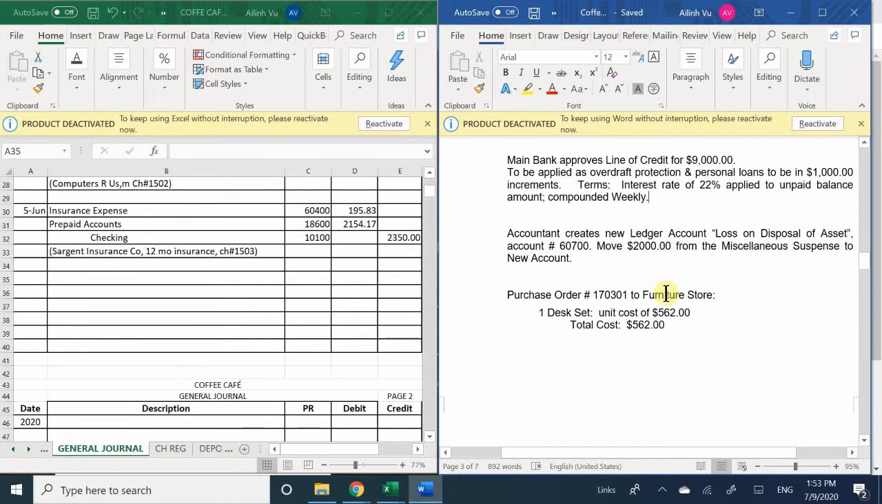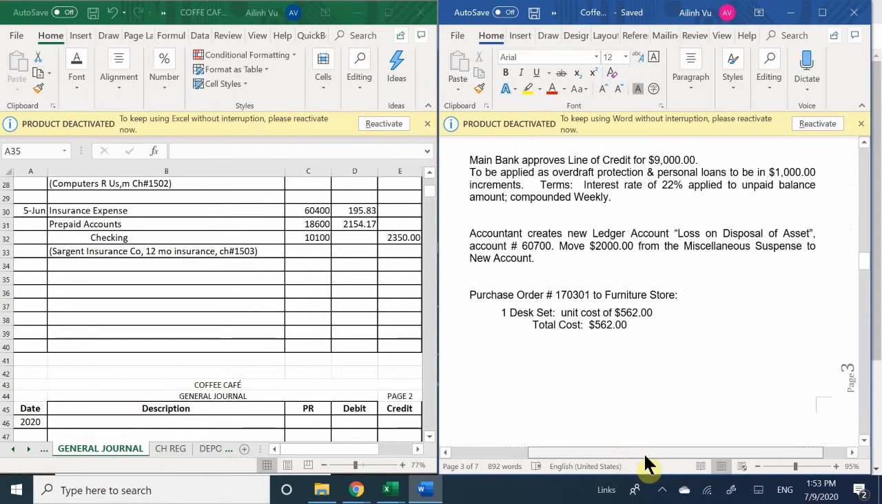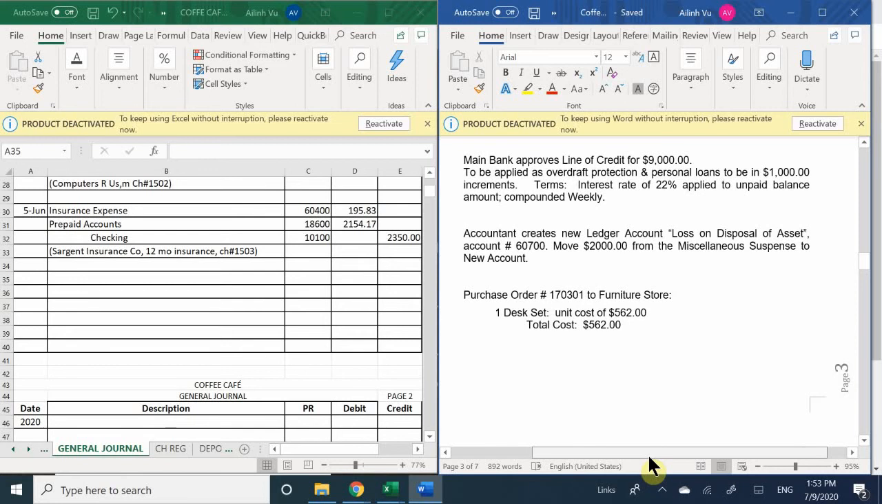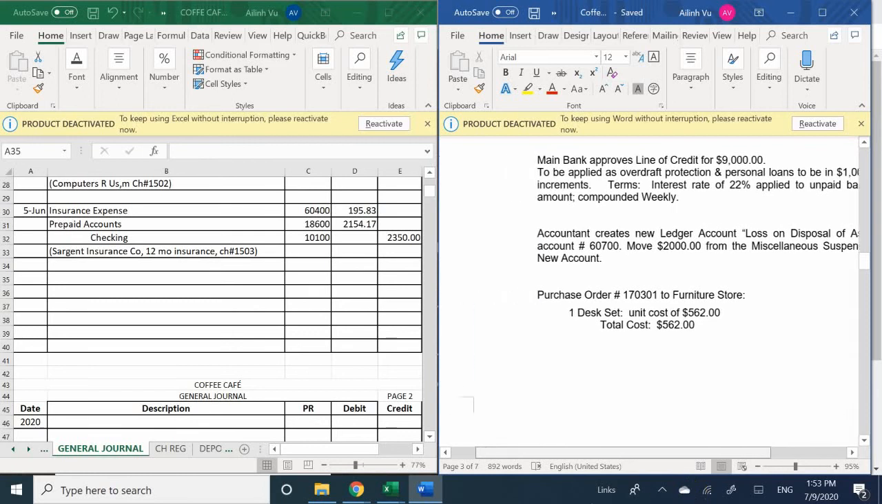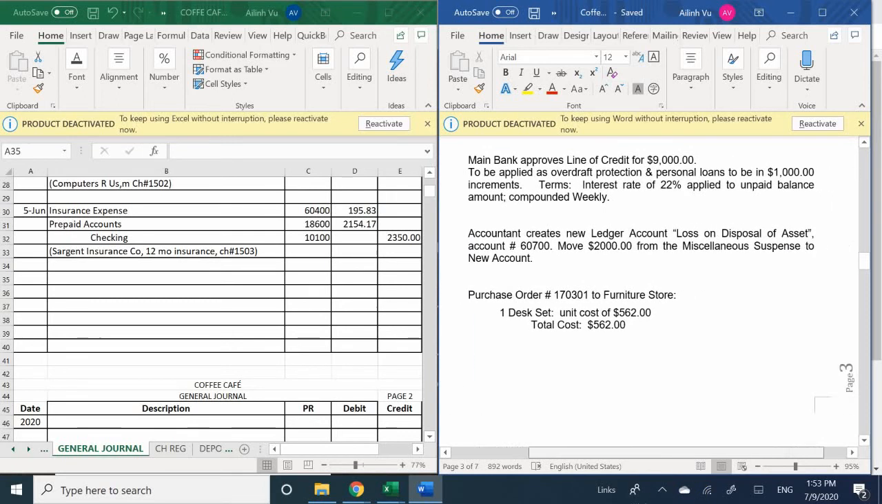All right, so now the next one is the accountant created a new ledger account called loss on disposal of asset. Okay, and you're going to name it 6700, and you're going to move the $2,000 from your miscellaneous suspense into that new account. Okay, so for this one, we're going to journalize it like this.